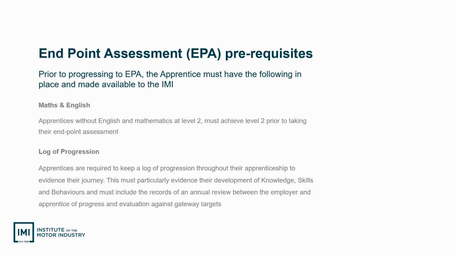Prior to the apprentice progressing to their endpoint assessment, each apprentice must have completed the requirements listed in this slide. They must have completed a logbook throughout the duration of the apprenticeship. Each apprentice must achieve and be certificated for maths and English. All of these prerequisites must be submitted to the IMI prior to the apprentice progressing on their endpoint assessment.